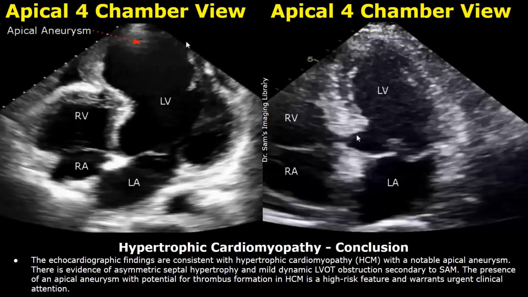This is the conclusion. The echocardiographic findings are consistent with hypertrophic cardiomyopathy with a notable apical aneurysm. There is evidence of asymmetric septal hypertrophy and mild dynamic LVOT obstruction secondary to SAM. The presence of an apical aneurysm with potential for thrombus formation in HCM is a high-risk feature and warrants urgent clinical attention.